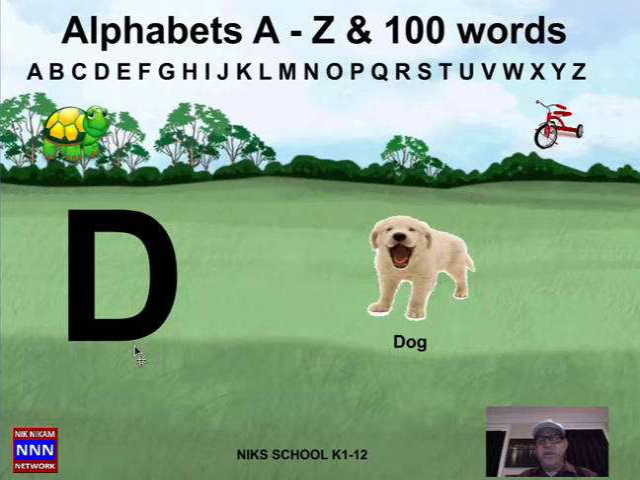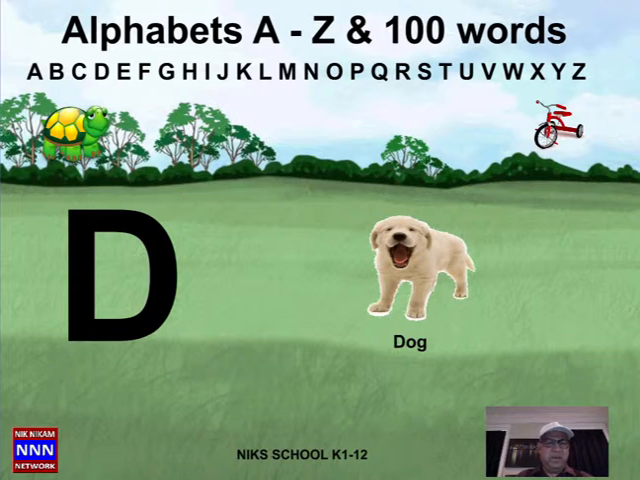This is letter D. Da. D is pronounced as da. And here's an example. What is this? I'm sure you must have seen this. You have a dog in your house? How many dogs do you have? Oh, you don't have a dog? How about in your street? Do you have a dog? Yes. How does the dog bark? So D is for dog.